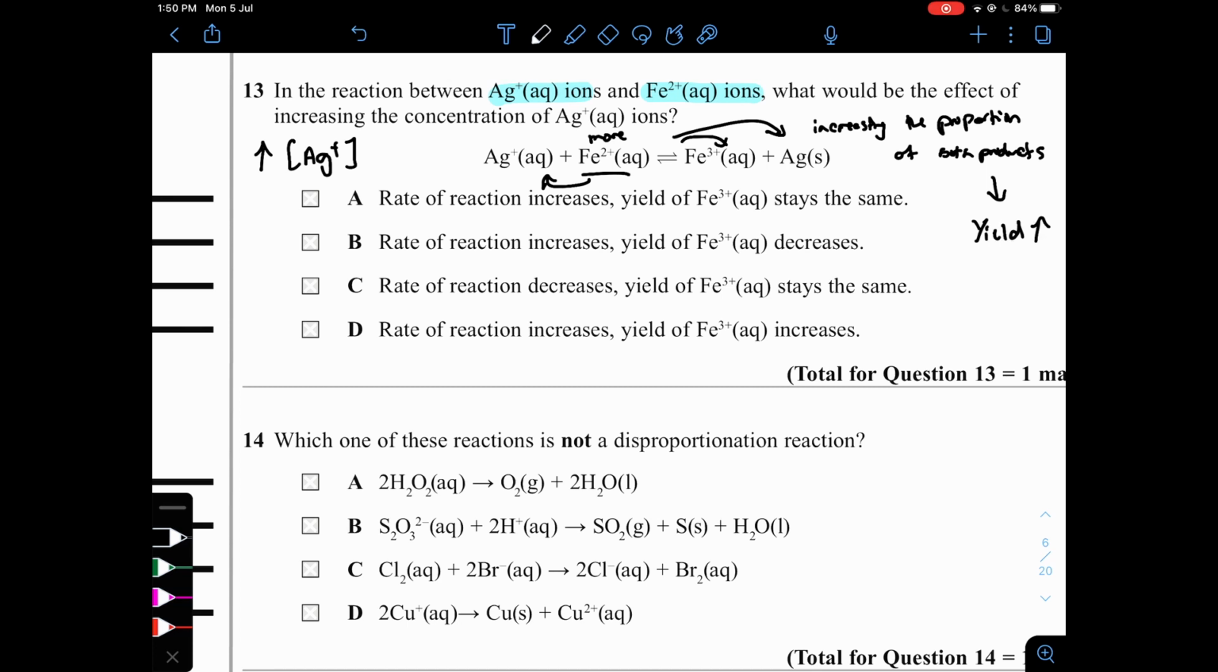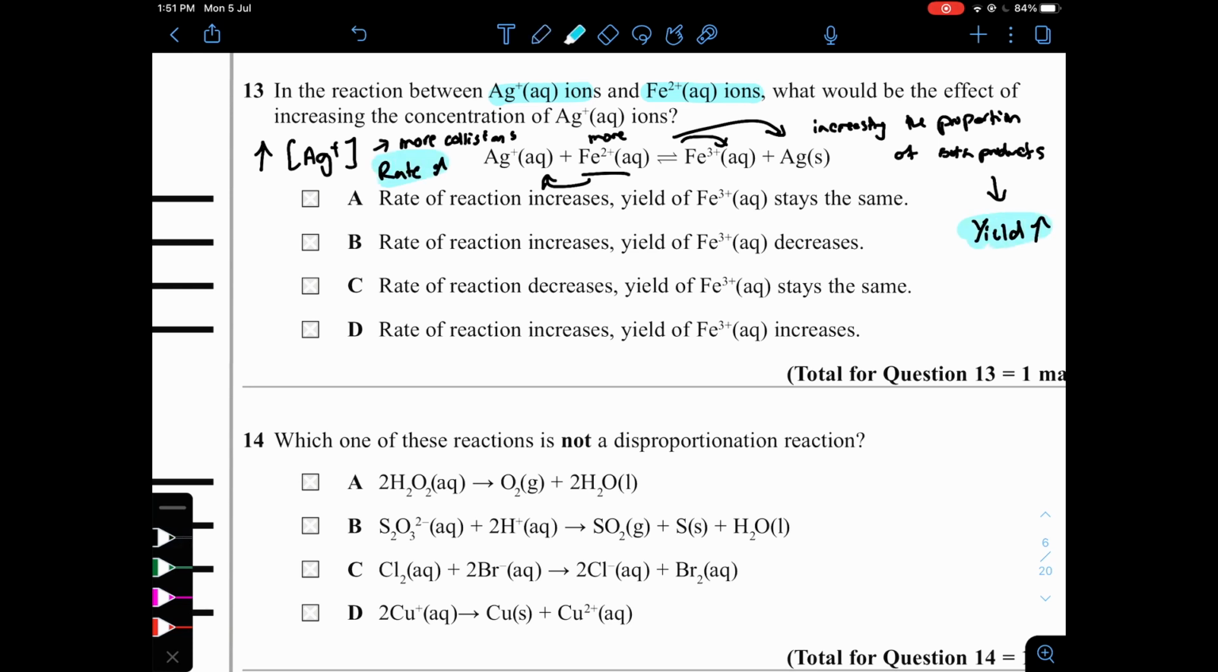Yield is increasing. And because we're increasing the concentration, there are more particles, right? There will be more of the chemical present. So more reactants are moving together, which allows more collisions, right? So this allows more successful collisions to happen. So the reaction rate is increased. So we know that rate also increases. So the two things: rate increasing and yield increasing.